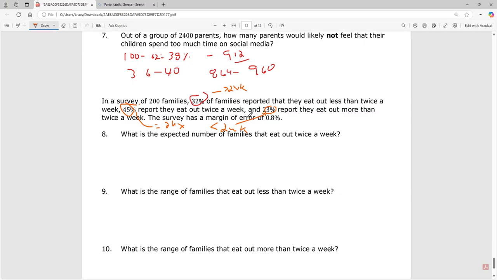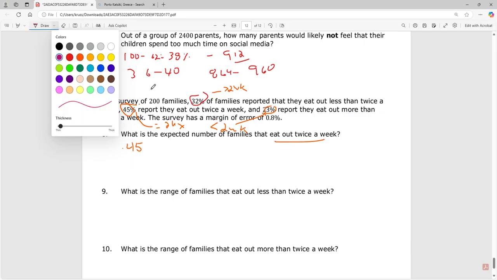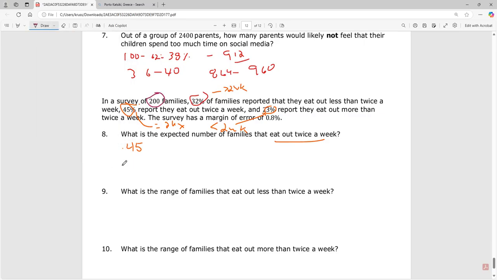Okay, so what is the expected number of families that eat out exactly twice a week? So that's going to be 45% times my N value. My N value is right here, 200 families. So 0.45 times 200 is going to be equal to 90. Yeah, 90 families. And it's not asking me for a range yet.